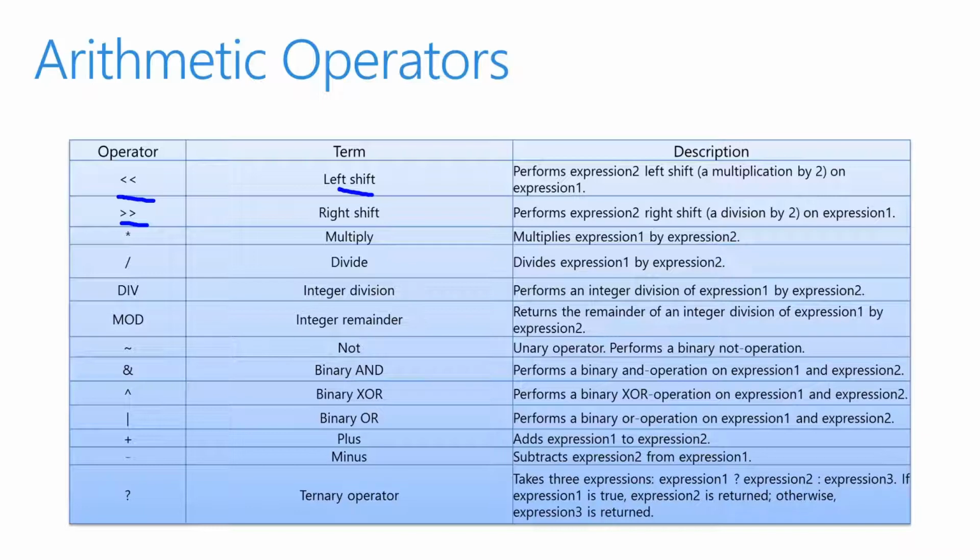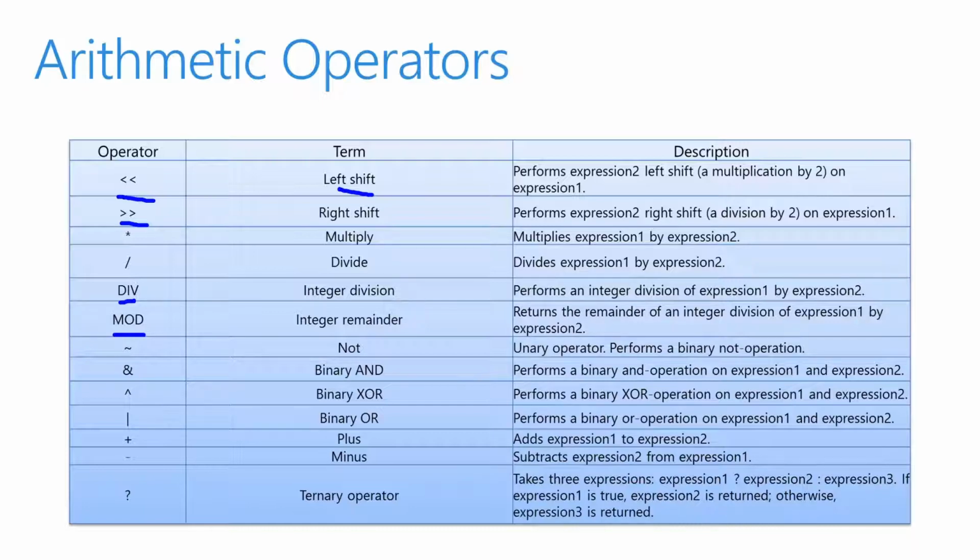We then have the div operator, which is used for integer division. So it only returns whole numbers based on two expressions. So for example, if I had 100 div 21, it would return a 4 since 21 only goes into 100 4 times. It would have a remainder of 16. However, that value is not returned using the div operator. Now, if we used the mod operator instead with the same expression of 100 mod 21, it would return the value of 16. That's the remainder from the division of 100 by 21.